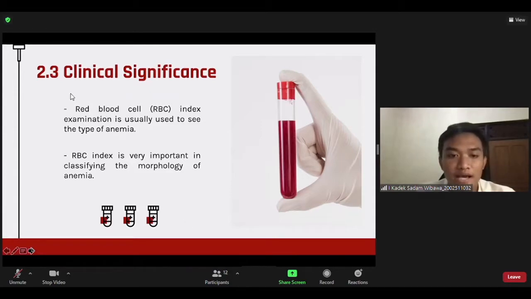Based on the size of the red blood cell, anemia can be classified as normocytic, macrocytic, and microcytic. In microcytic anemia, the microcytes appear small, and on the optical property they appear hypochromic on the blood smear, while the hemoglobin concentration is still in the normal range.